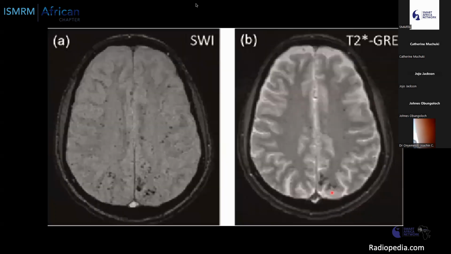So here we have an image. The left image is the SWI, which is the GRE, and we are able to appreciate the multiple hypointense tiny lesions within the brain matter and the cortex compared to the GRE, where the abnormal hypointense signal changes are minimal.